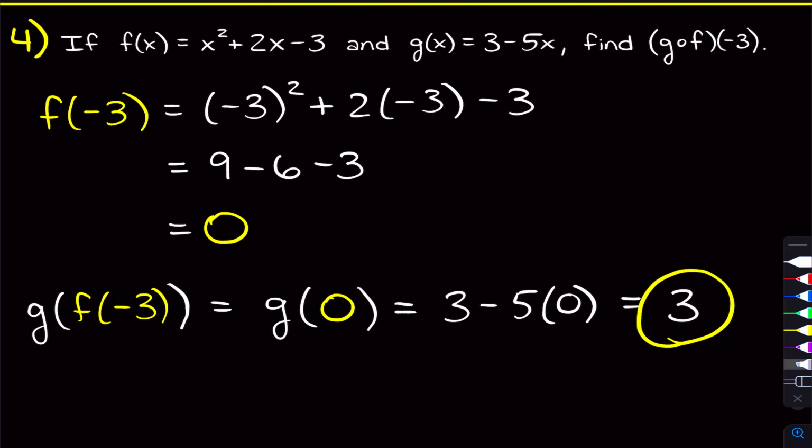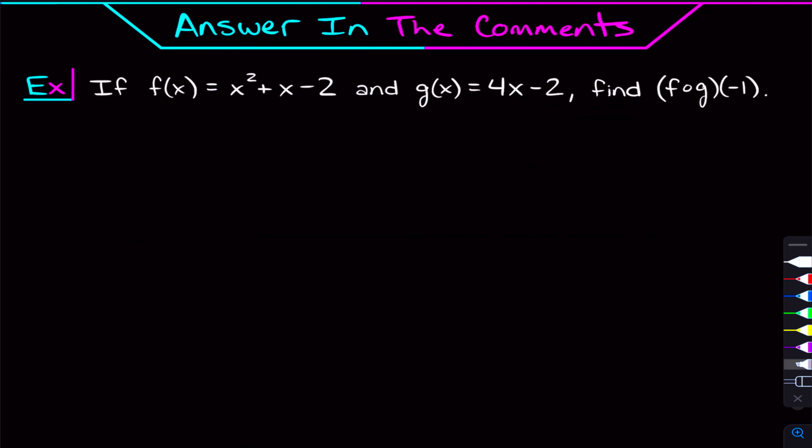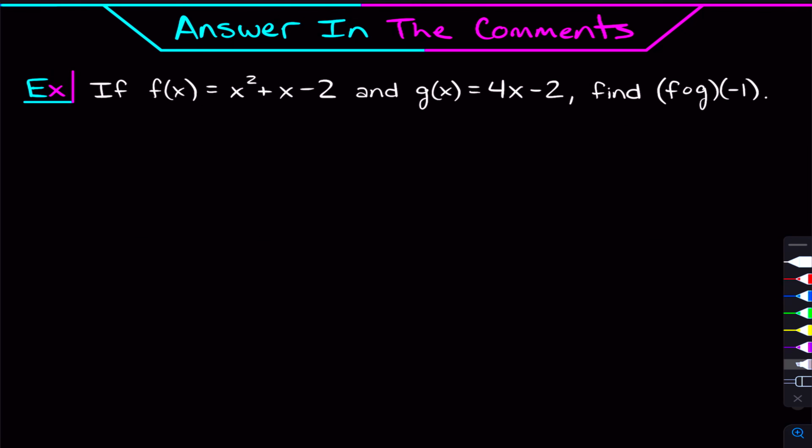So hopefully that clears up composition of functions for you. And if you're feeling pretty good with that, then here is a problem for you to try and answer in the comments. In this problem, I give you what f of x is, I give you what g of x is, and then I'm asking you to find f of g of negative 1. So give that problem a try. Let me know what your answer is in the comments.